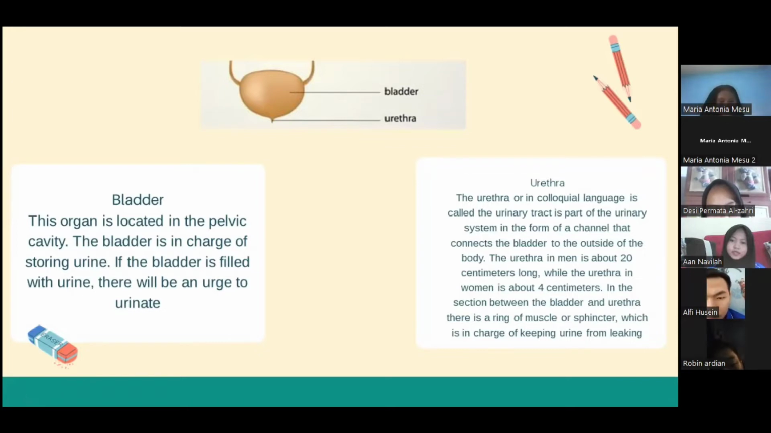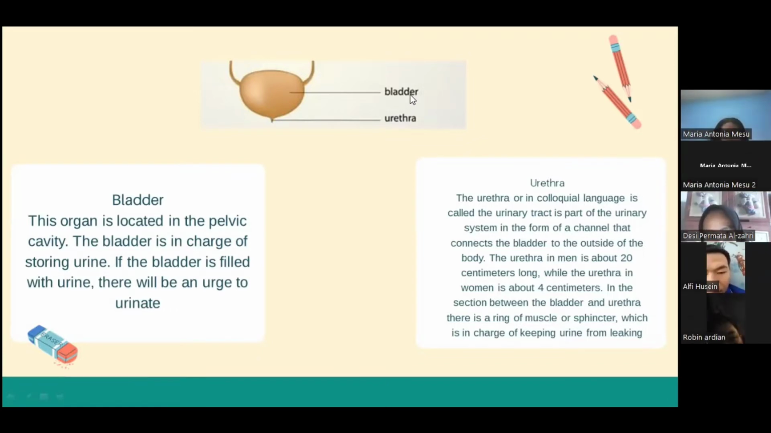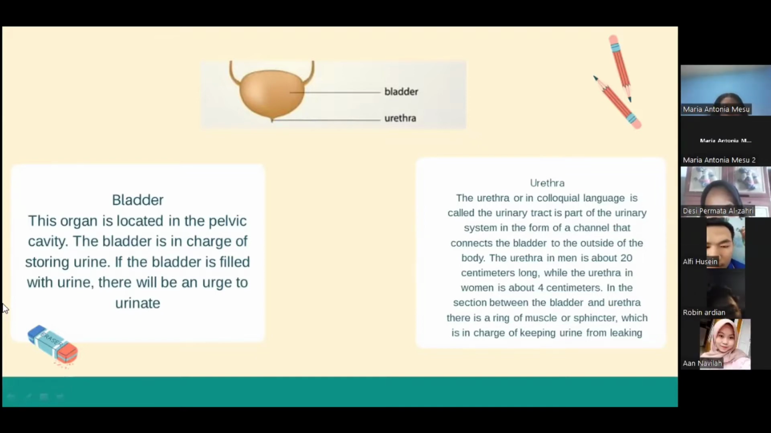Oke, baik, berhubung Aan ada kendala jaringan, akan saya lanjutkan. Aan keluar ya? Lanjut aja bisa nggak sih?